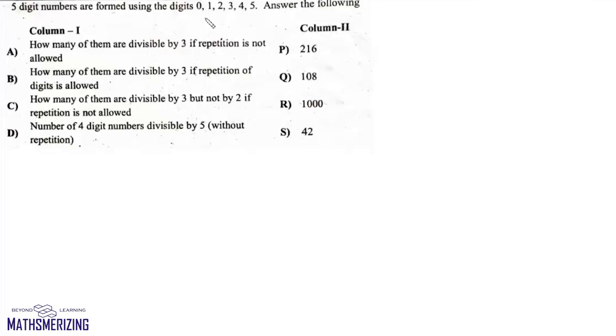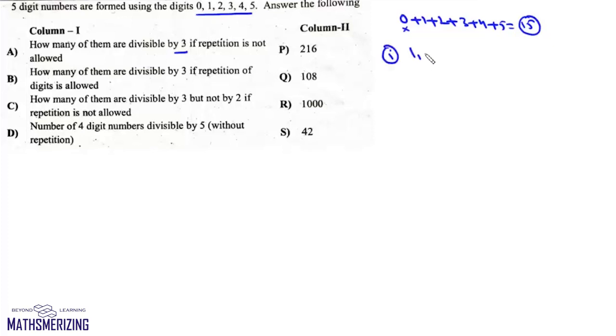5-digit numbers are formed using the digits 0, 1, 2, 3, 4 and 5. Answer the following. How many of them are divisible by 3 if repetition is not allowed? So we have to select 5 digits. Now if we find the sum of all these 6 digits, it is n into n plus 1 by 2, which is 15. Now we have to drop one number such that the sum is still divisible by 3. So there will be two such cases.